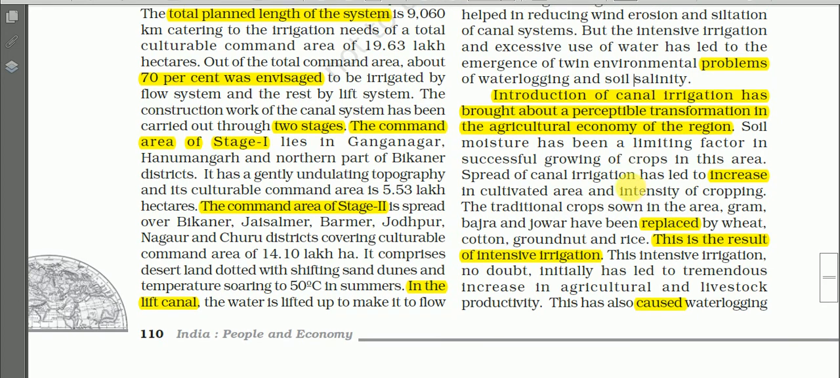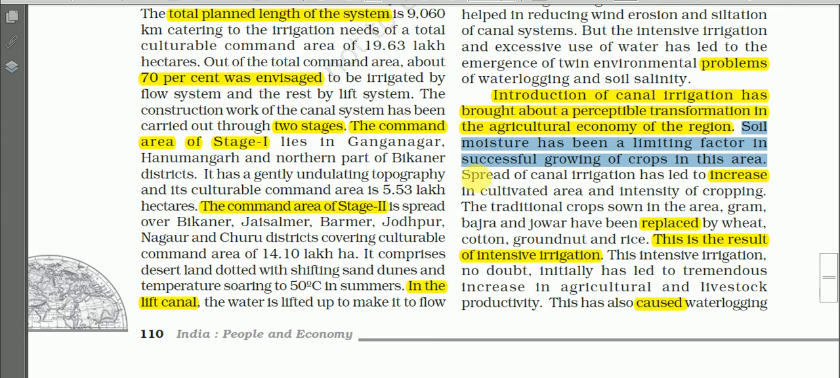And next, the introduction of canal irrigation has brought about a perceptible transformation in the agricultural economy of the region. So this is another achievement, another contribution. The introduction of canal irrigation has brought about a visible transformation in the agricultural economy of the region, as soil moisture has been a limiting factor for successful growing of crops in the area. Actually, there was a time when water was not available. Soil moisture was not enough to grow the crops.